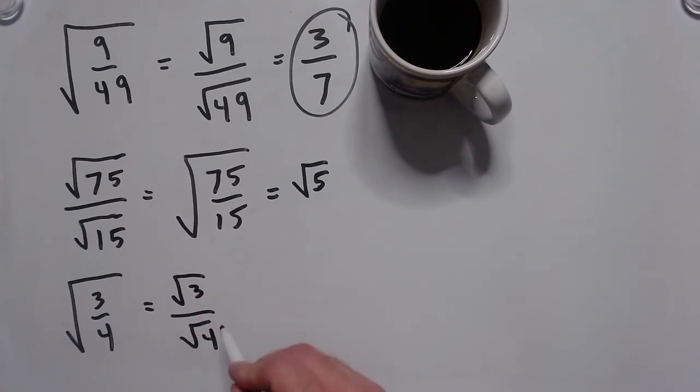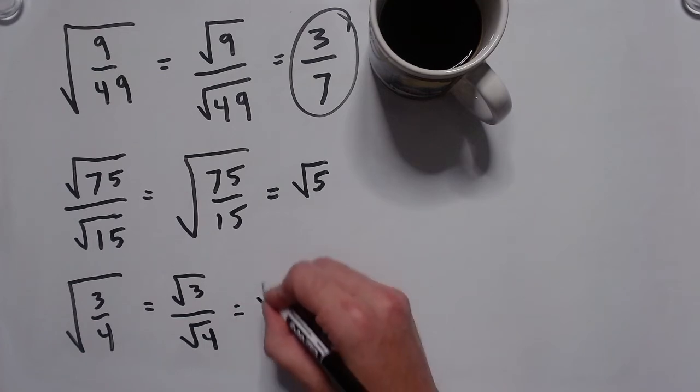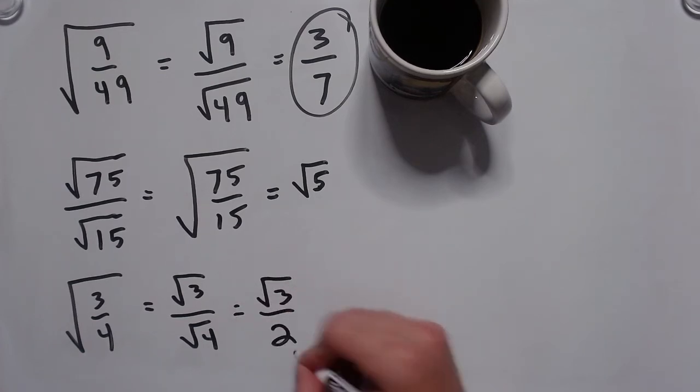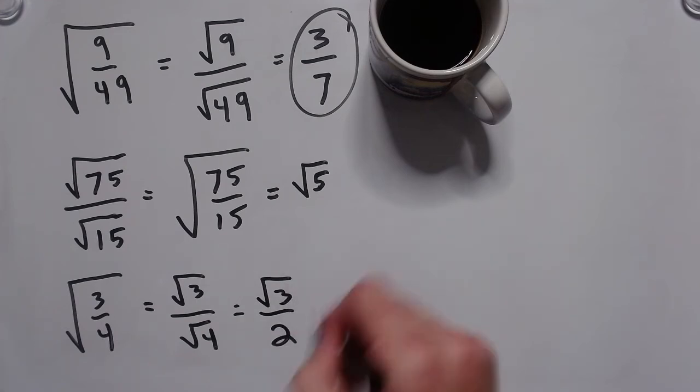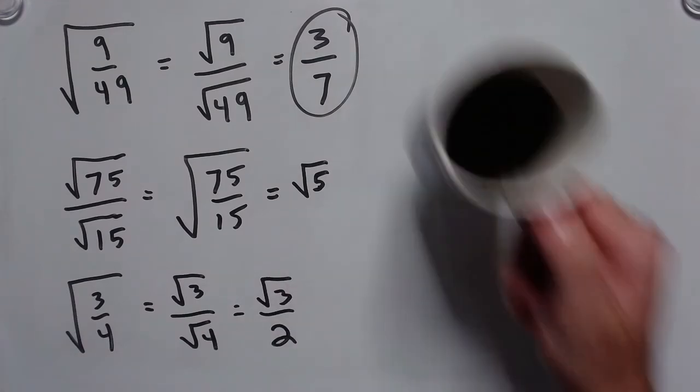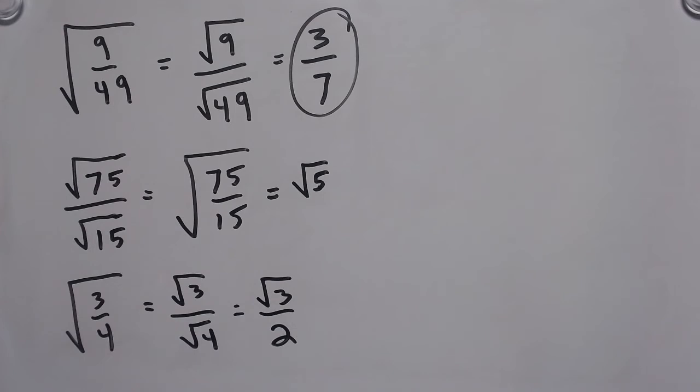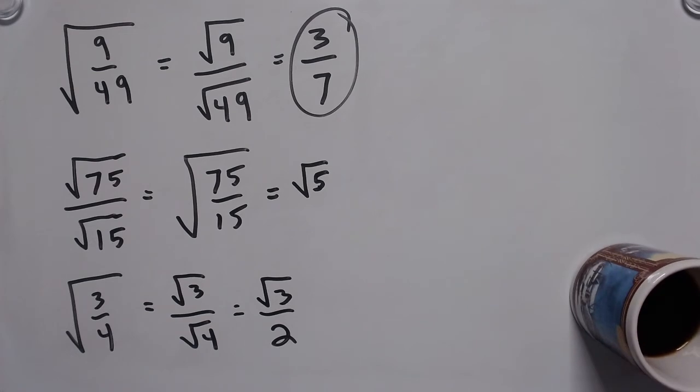So now we've got a case where we have a perfect square in the denominator as part of this radical. So we can put root 3 over 2. So now we've rationalized the denominator, and we're in our simplest terms now. All right, let's clean this off and do some more examples.